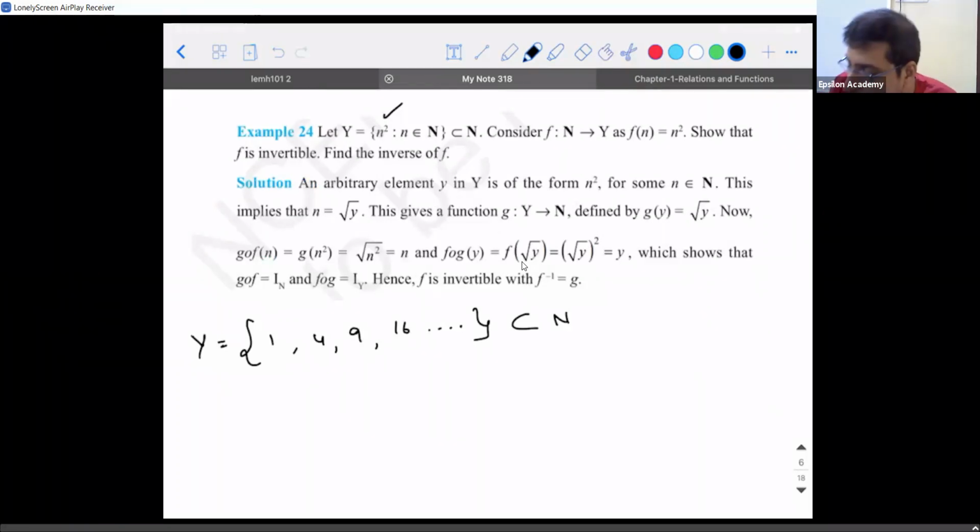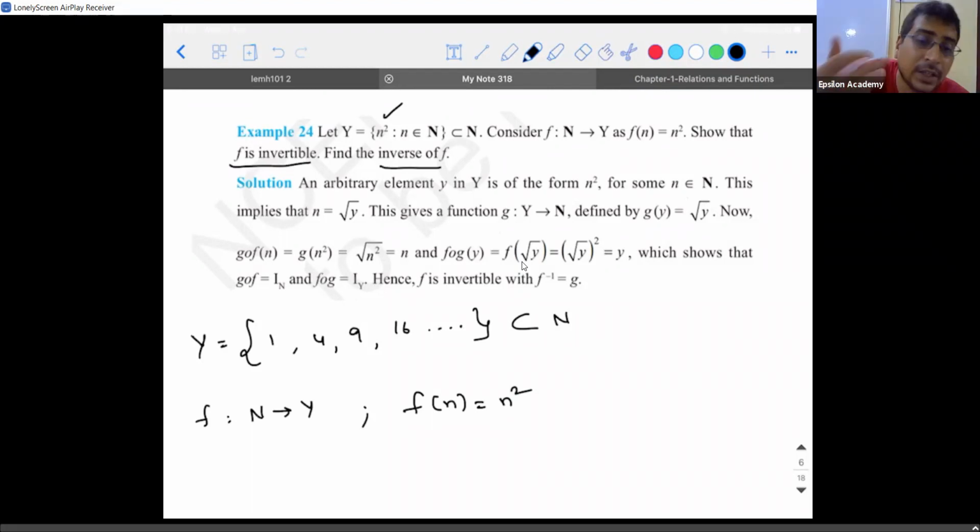So if I define a function f from which set to which set, natural number set to y set, it means if I give the input as a natural number, y will come out as the square of the natural number. And how is the function defined? F of n is equal to n square. We have to show that f is invertible. Once you find it is invertible, we need to find the inverse of f.